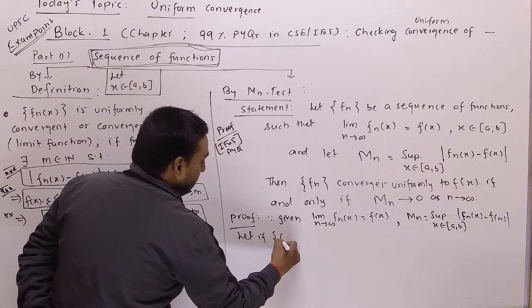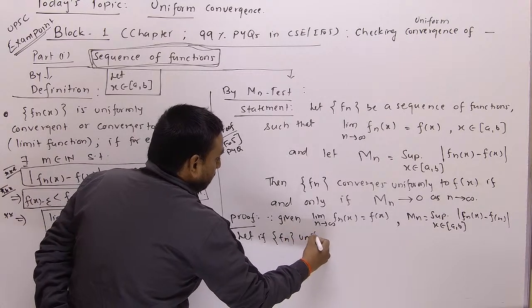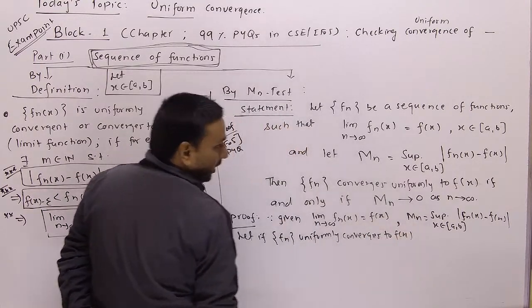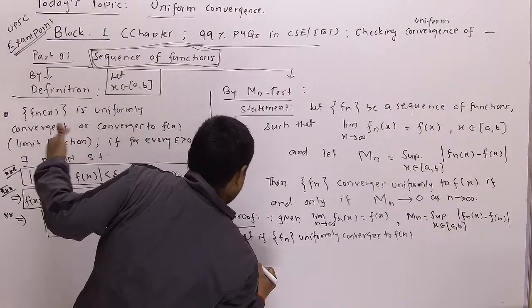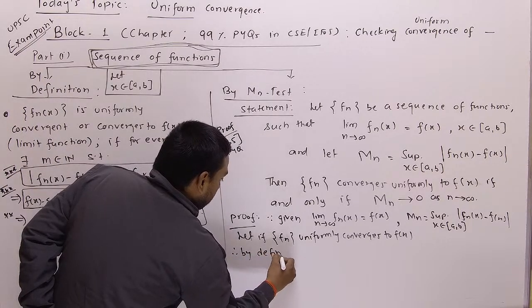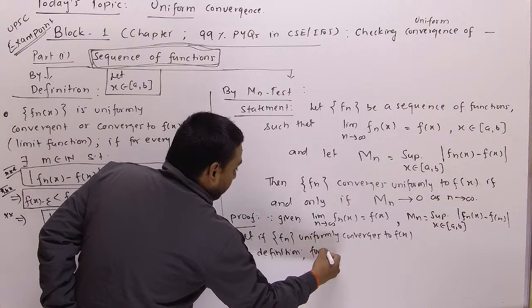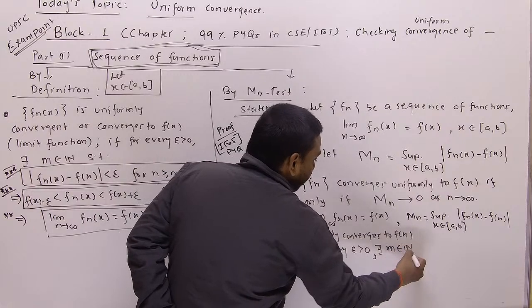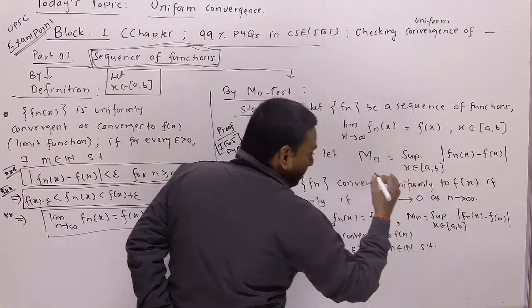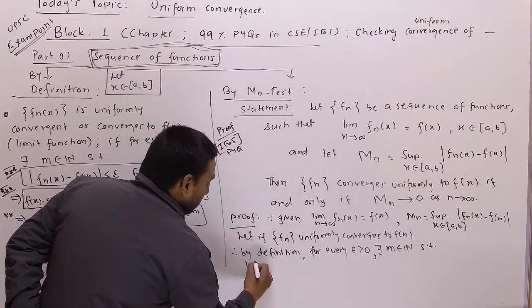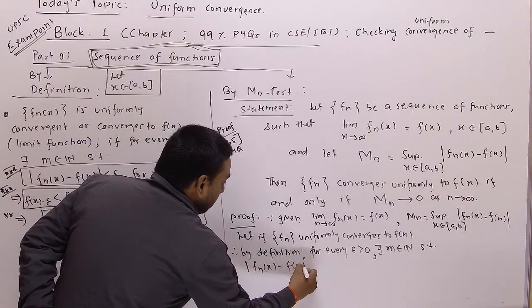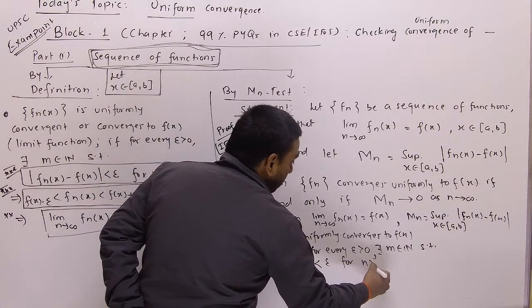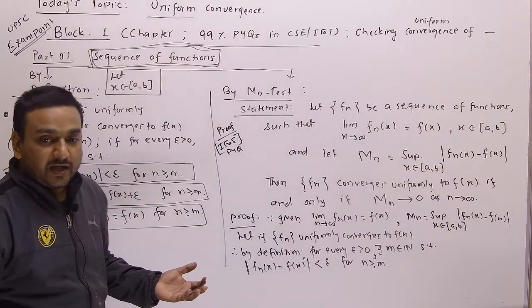Let if fn uniformly converges to f of x. So by definition, be on the left side. So by definition, for every epsilon greater than 0, there exists some finite positive integer n such that किस टाइप का होगा? Modulus of fn x minus f of x is less than epsilon for n greater or equal to m.